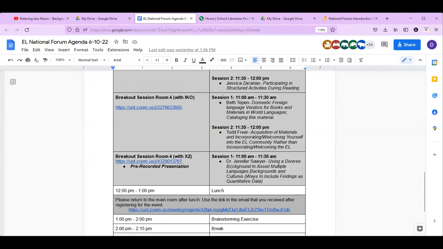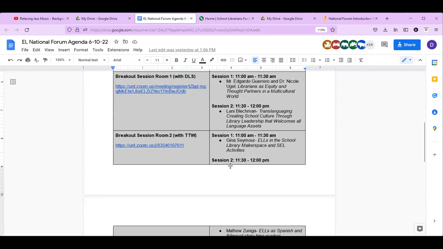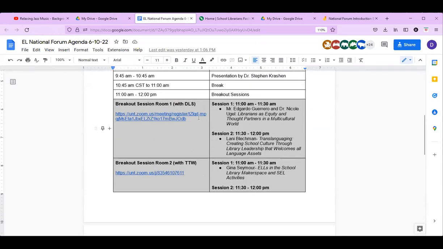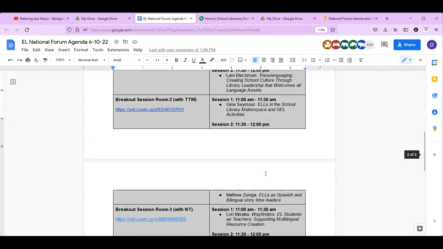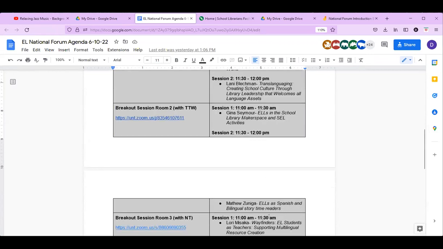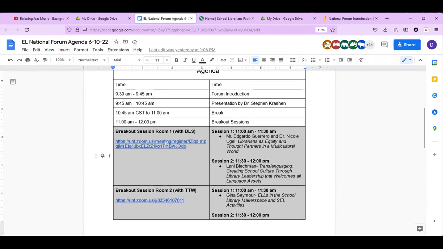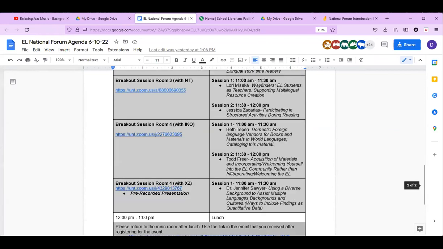They're listed here with the speakers. And this is why it's important to have a copy of the agenda. You may move between sessions if you like. So maybe you went to the 11 o'clock session for one person, but then you want to hear what the 11:30 person has to say in another room. That's fine. So these are all different Zoom rooms here.